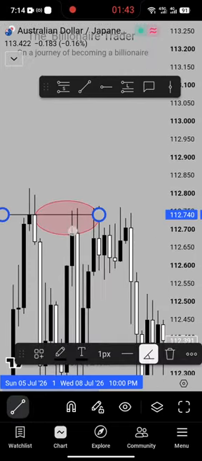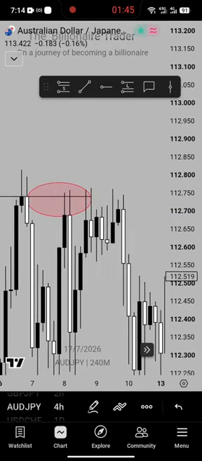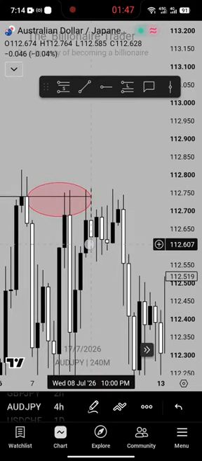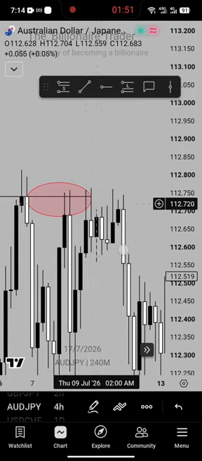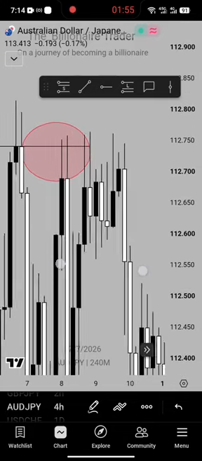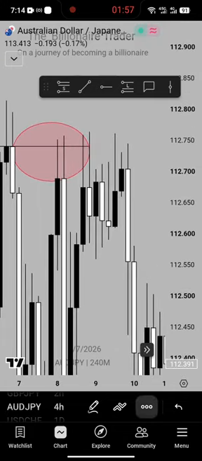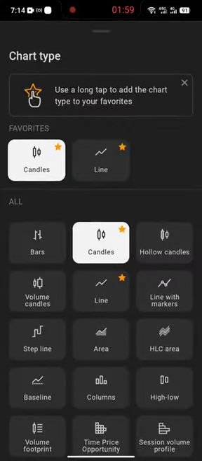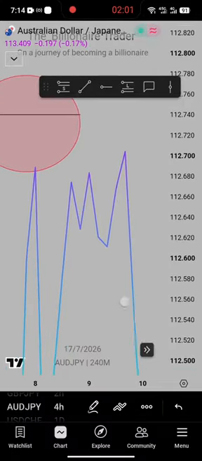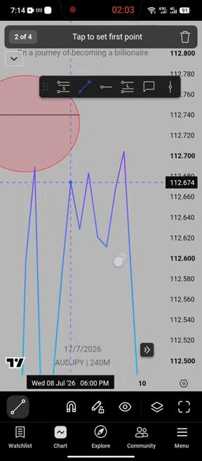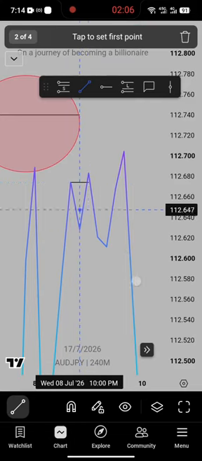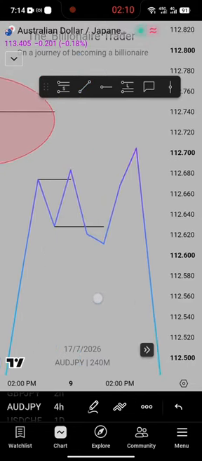This was the first day, and the next day started from here. So the next day when it got there it also rejected and it gave us a 4 hour sweep and break. Let's change to the line charts. This is what we mean by 4 hour sweep and break. We sweep this high, we sweep that high and we broke this particular low. That's what we mean by 4 hour sweep and break.